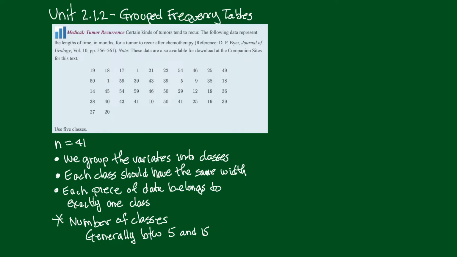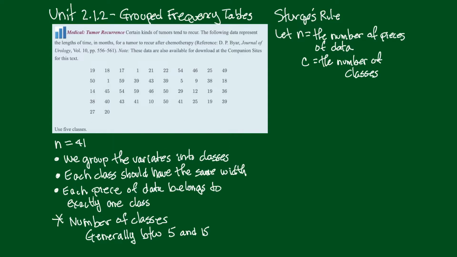So let's talk about how to get the number of classes. Generally, we know we want between 5 and 15, so you can pick any number that you like between 5 and 15, inclusive. But here's a general rule of thumb that you might want to use. If you have a calculator, it makes it easy. So I'm going to write a formula here. This is called Sturges' Rule, and in the formula there's going to be an n and a C. And n is going to be the number of pieces of data that you have. In our case it was 41. And C, that's going to be the number of classes that you might use.